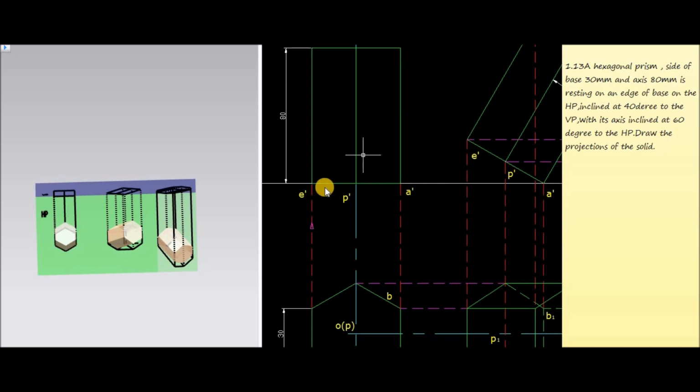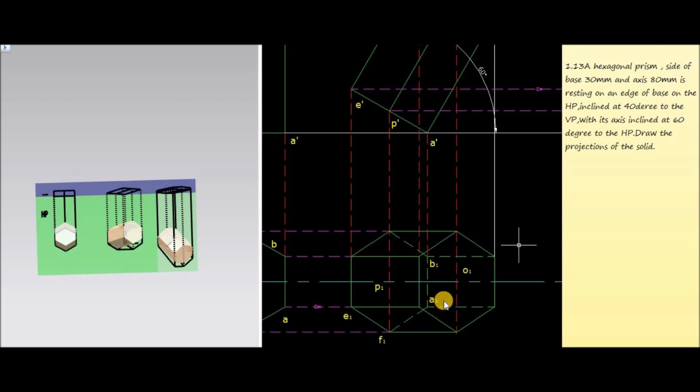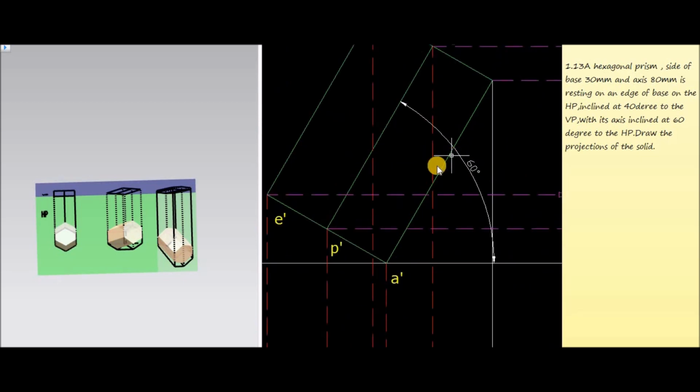Then represent all the top corners and join all these corners. So these are the points corresponding to the E dash, B dash, A dash corresponding to bottom corners. Then the center of the top face is O dash and the center of the bottom face is P dash. Then join all these corners. We will get one rectangle representing the initial position of the hexagonal prism. Then in second stage we are going to tilt this hexagonal prism at an angle 60 degree.